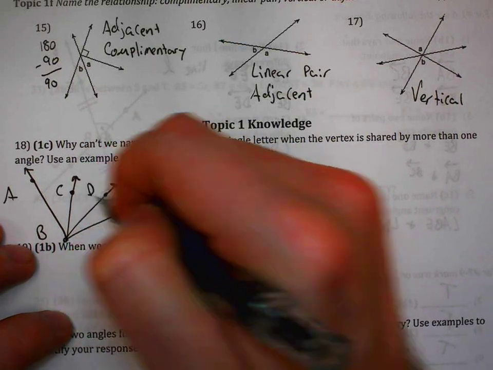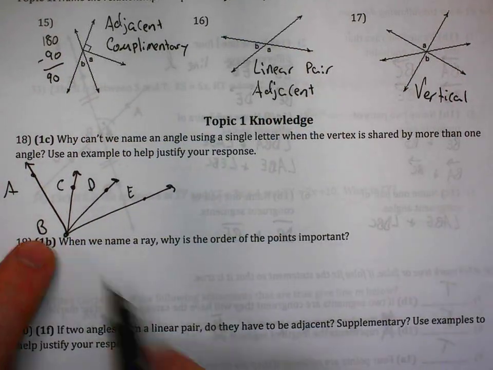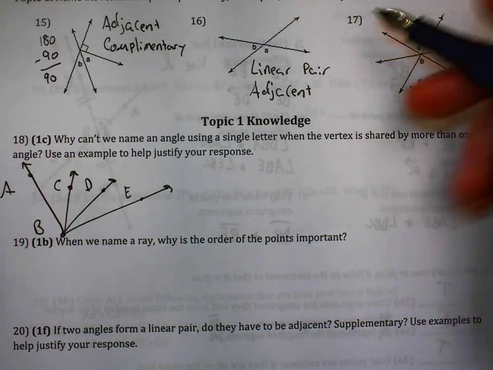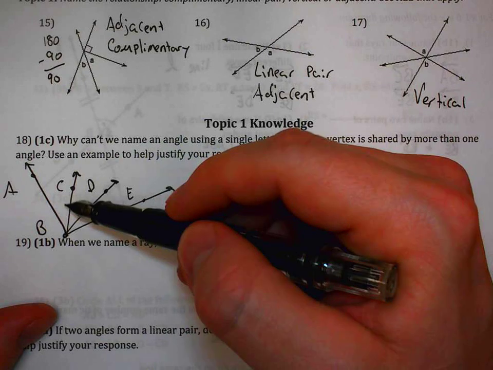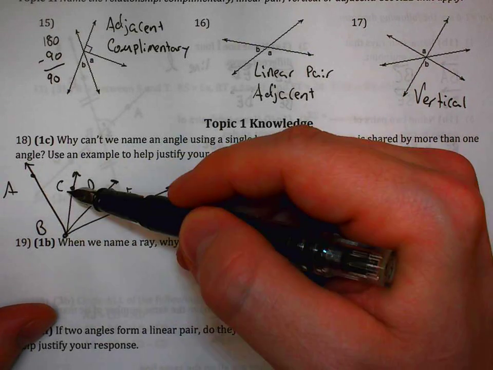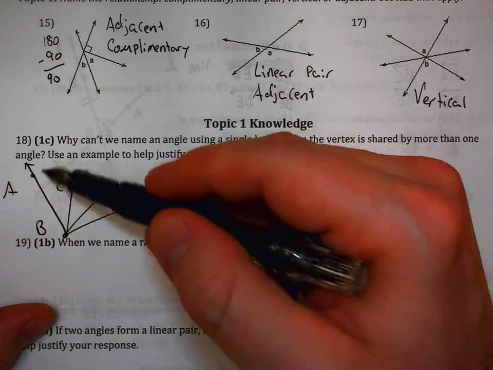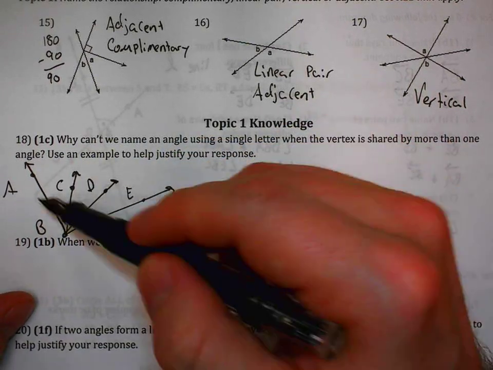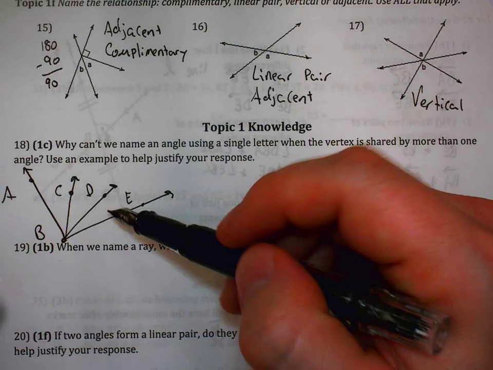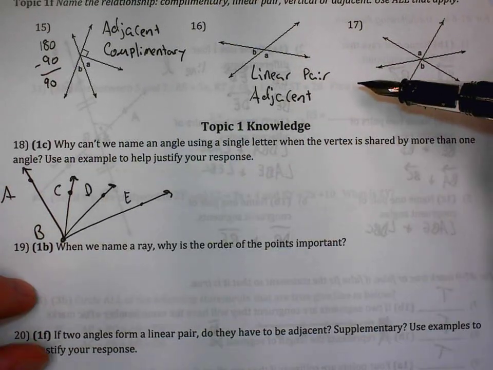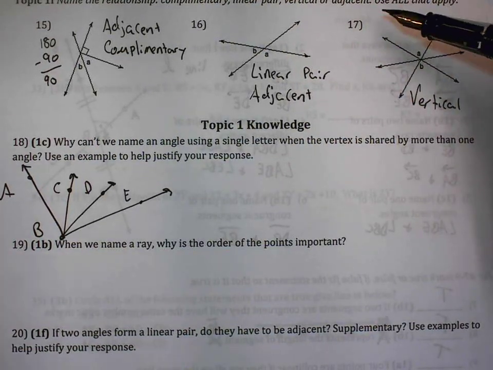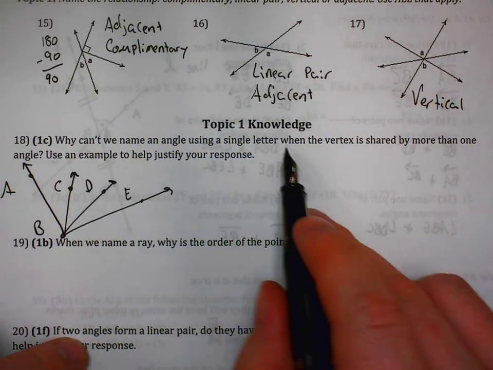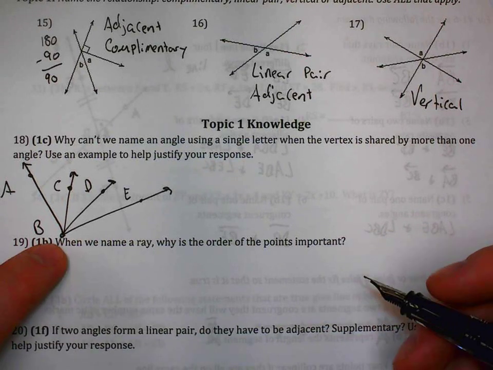So I've drawn a picture with multiple angles that all share the same vertex B. It wouldn't make sense to say angle B, because if we said angle B, nobody would know if we were talking about ABC, ABD, ABE, or CBD, DBE, ABD, etc. There's a lot of angles here that all correspond to angle B, and there's no way to know which one someone's talking about if they just say B. We don't use single letters when the vertex is shared because you wouldn't know which angle it referred to.